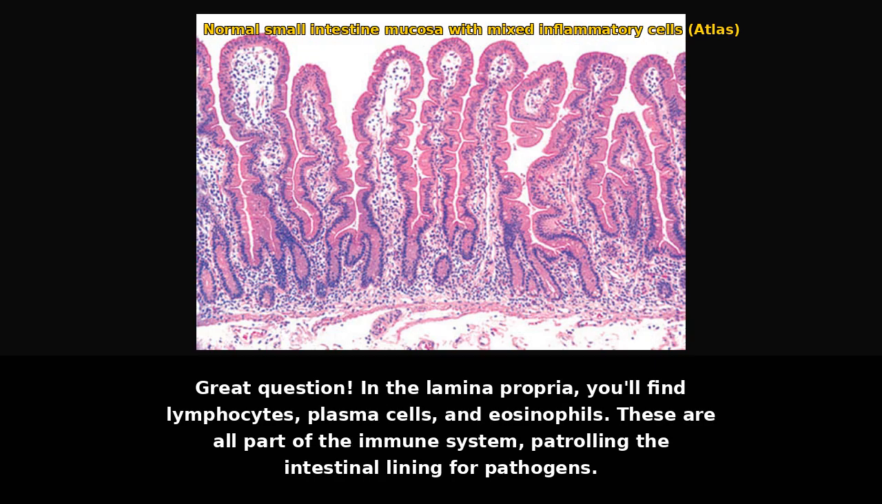Great question. In the lamina propria, you'll find lymphocytes, plasma cells, and eosinophils. These are all part of the immune system, controlling the intestinal lining for pathogens.